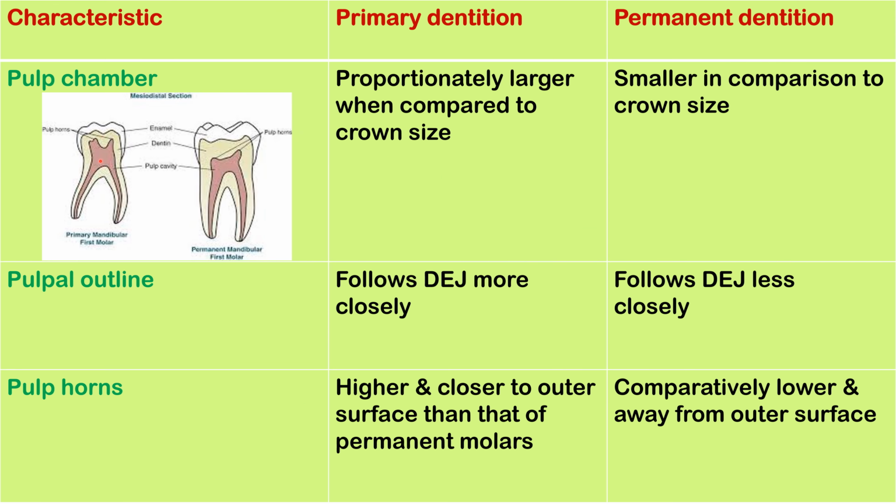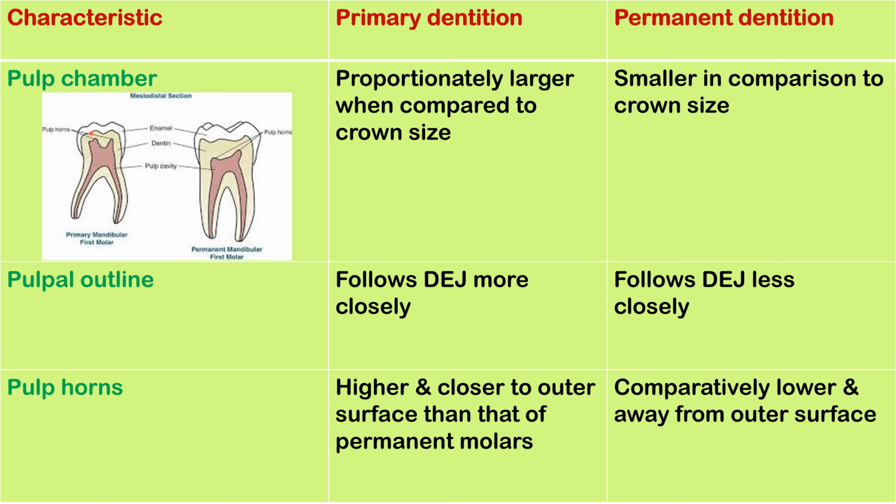The pulp chamber in the primary dentition is larger as compared to the crown size, but in the permanent dentition it is smaller as compared to the crown size. Next is the pulpal outline. In the primary dentition, the pulpal outline follows the dentino-enamel junction more closely as compared to the permanent dentition.